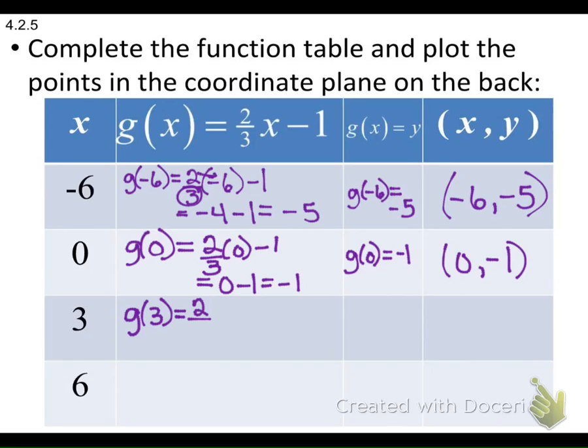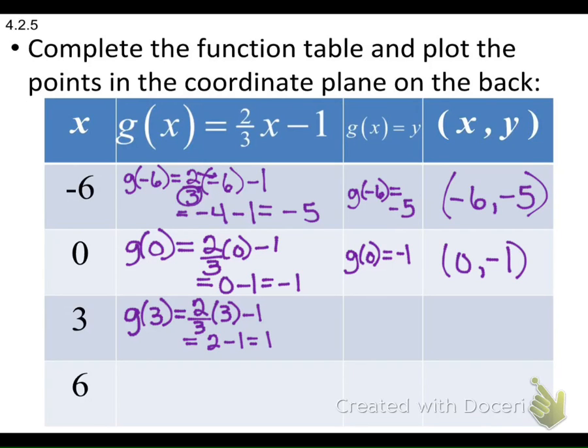Say again. 2/3. 2/3. Parentheses 3 minus 1. Okay. Equals 2 minus 1 equals 1. So then the next spot here, go ahead.